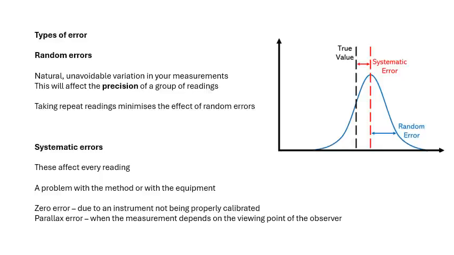Parallax error comes up very often. Parallax error is basically if you're measuring something, let's say you've got a bouncing ball and you want to measure the height that it bounces at, then your eye should be at the level that it bounces at, and let's say there's a ruler over there. So your eye level should be there. If you're looking from above, then the reading will be smaller. If you're looking from below, then the reading will be bigger. So it depends on the viewing point of the observer. It's called parallax error.